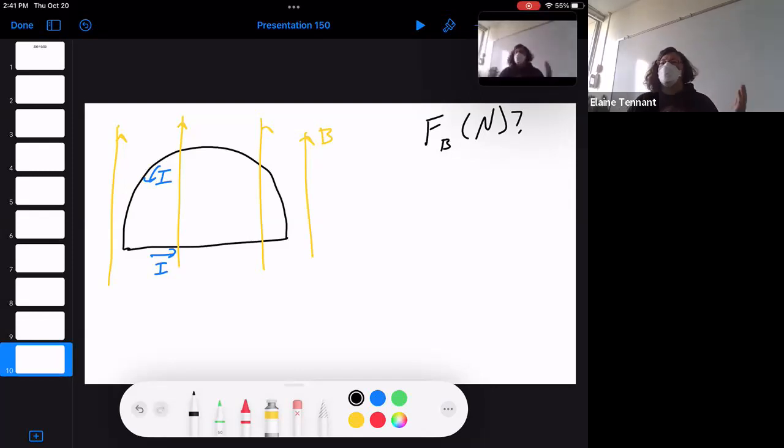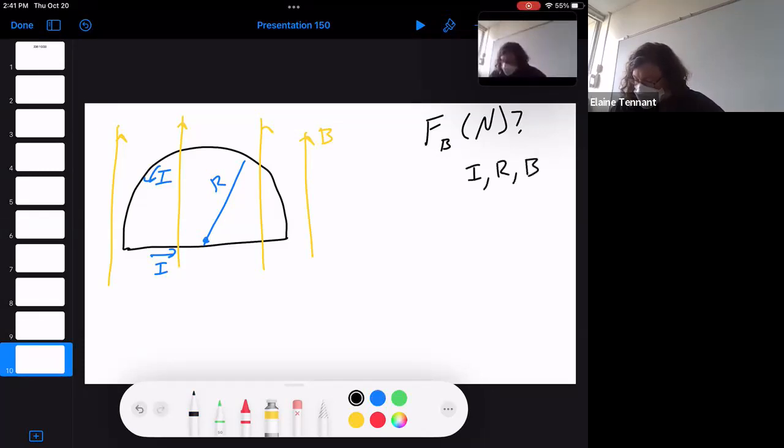Okay. We're going to do this in two parts. We're going to do the straight line, which will be pretty easy, and then we're going to do the semicircle part, which will be very interesting. I will also give you that we know the radius of this half circle. So we have the current going through this wire, we have the radius of this half circle, and we have the magnetic field. So that's what I expect my answer to be in terms of.